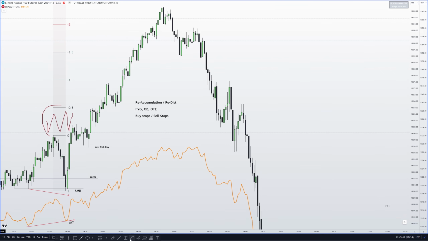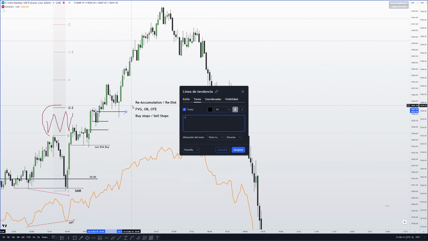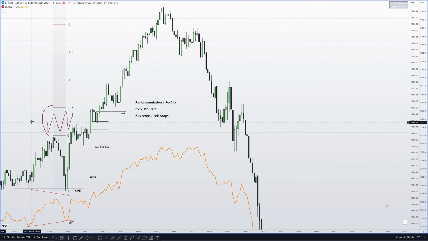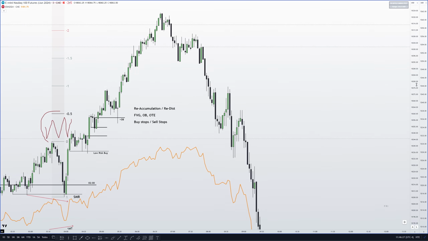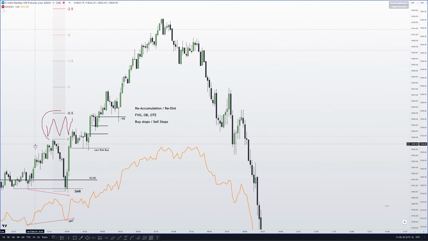So in these areas at 0.5, you can find here one fair value gap. This is another accumulation level, and the same area for the low risk buy or low risk sell. At the same time, here is another level, one order block in the same levels. So if price remains at these levels, you have multiple accumulation or distribution levels to continue to the 2 and 2.5 deviations, because the 2 and 2.5 deviations are the target in this price move.